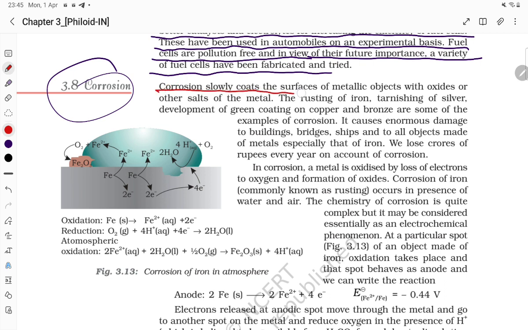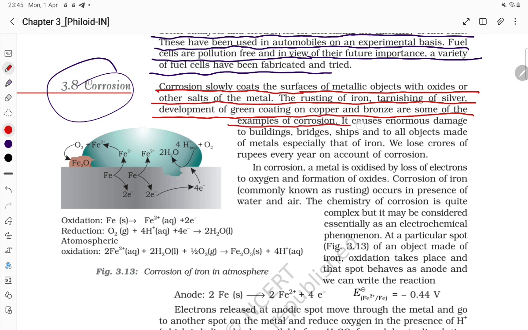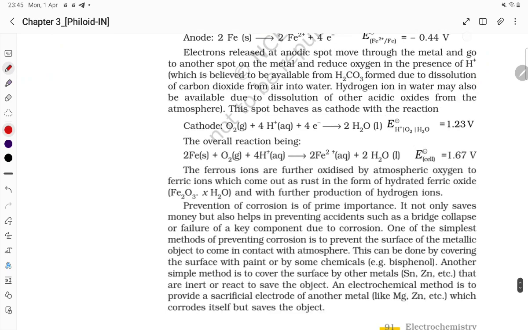Corrosion slowly coats the surface of a metallic object with the oxide or other salt of the metal. The rusting of iron, tarnishing of silver, and development of the green coating on copper and bronze are some examples of corrosion. It causes enormous damage to buildings, bridges, ships, and all objects made of metals, especially iron. We lose crores of rupees every year on account of corrosion.